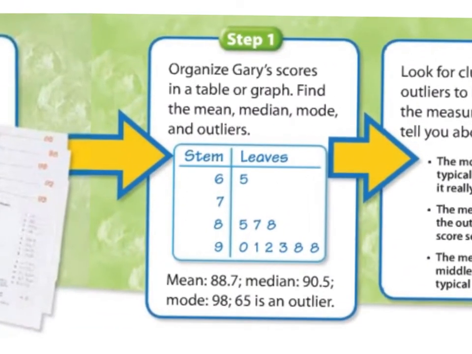So here are Gary's scores on a stem and leaf plot. I see that he's gotten a 65 on his test, an 85, an 87, an 88, a 90, a 91, a 92, a 93, and two 98s.